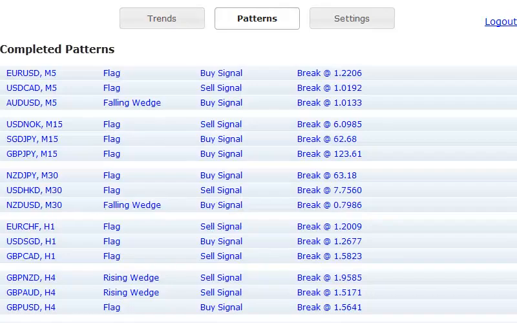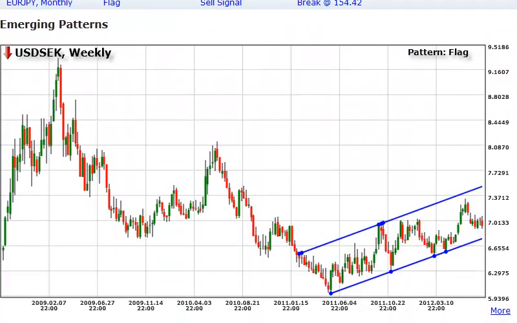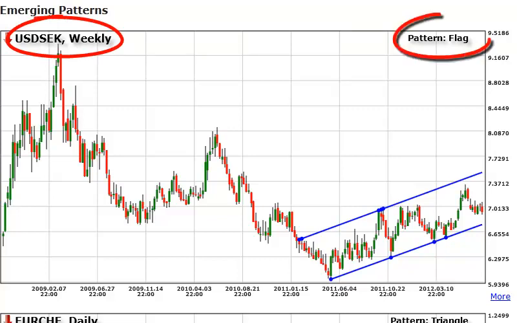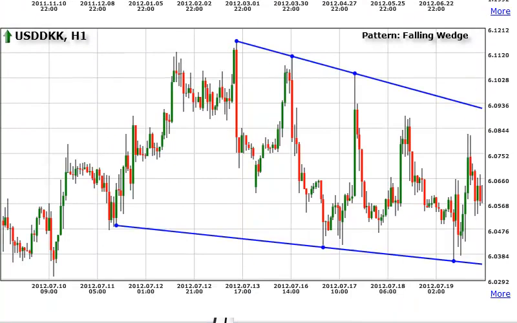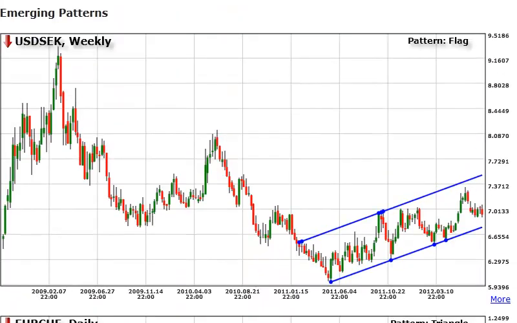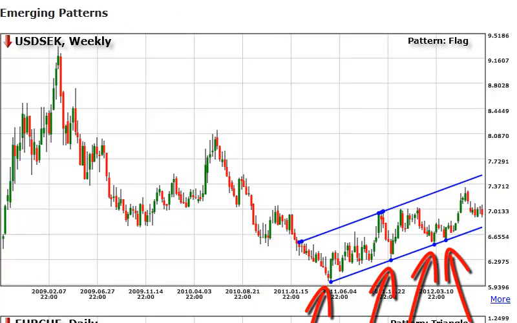Now let's look into patterns. And what you see are, believe it or not, the automatically recognized patterns. Here's the pair and the time frame and the pattern name: flag, triangle, falling wedge, and so on. Notice that there are often more than two touching points on the trend line. This is because the recognition algorithm is very good.